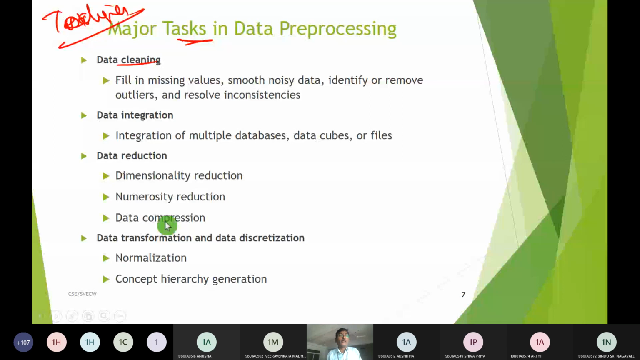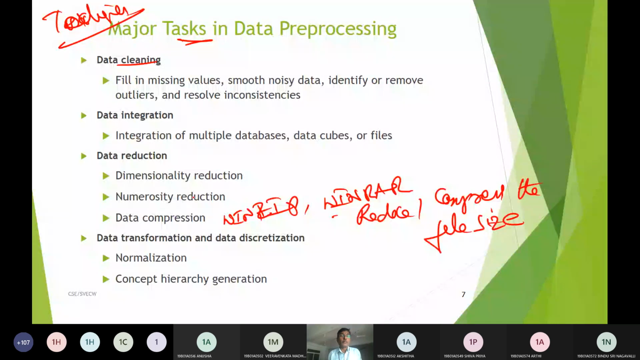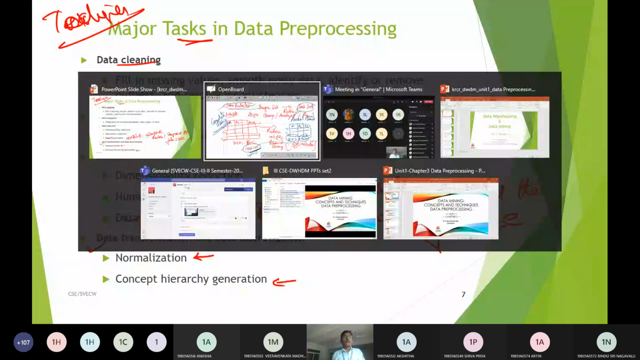So data compression. WinZip and WinRAR are going to reduce the size. How compression is done, we will discuss. Now, the other word we are going to call is data transformation. Data transformation has two techniques. One we call normalization, another we call concept hierarchy. These two techniques we have discussed.